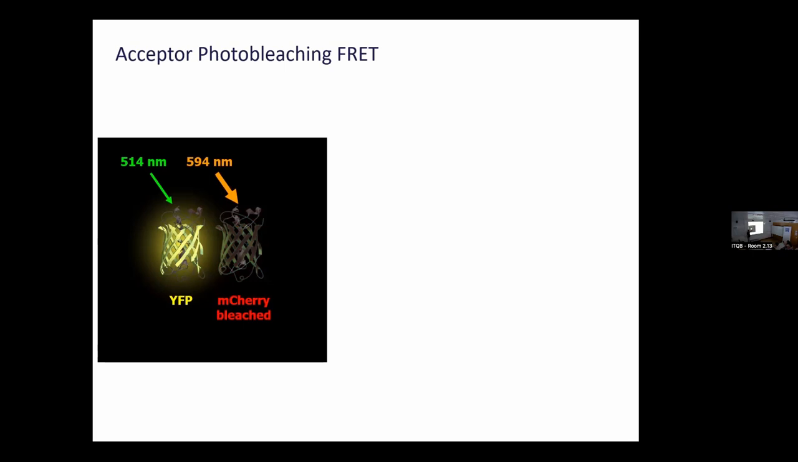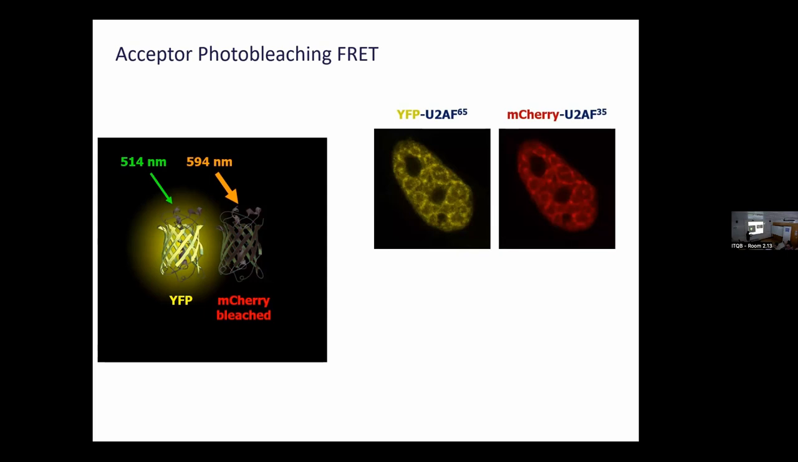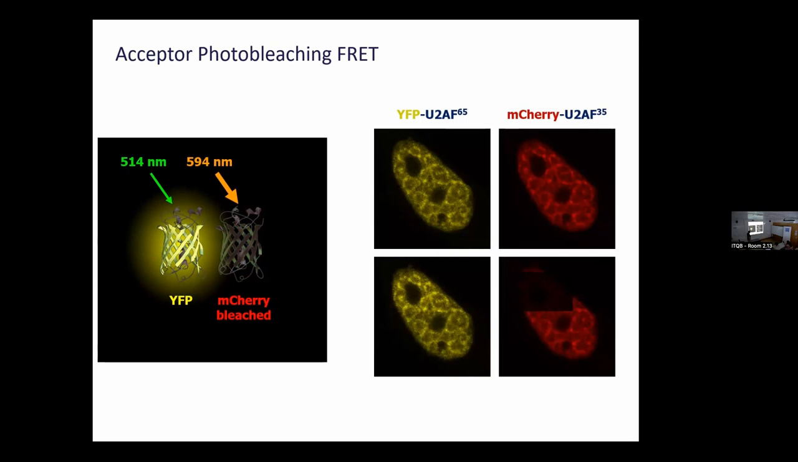So mCherry is dark. It's still there, still interacting, everything is fine, but it does not fluoresce anymore, so the energy cannot be transferred. If it cannot be transferred, what will happen to the donor? It will emit as if it was alone, so we'll see an increase in the intensity of the donor. Let me show you an example. These are our splicing factors that we label with donor and acceptor, YFP and mCherry. We are going to photobleach the acceptor in part of the cell. You see here, I'm increasing the intensity of the donor. They were interacting. In that area, we had FRET.